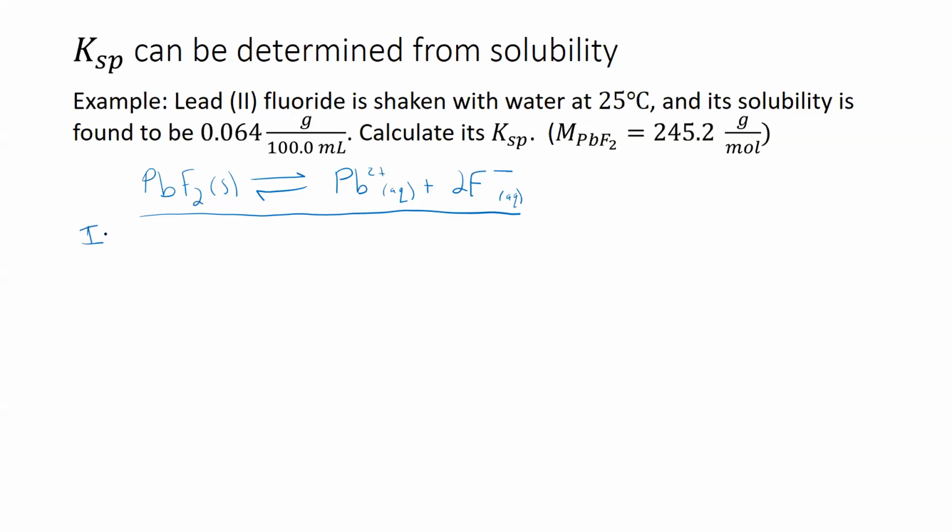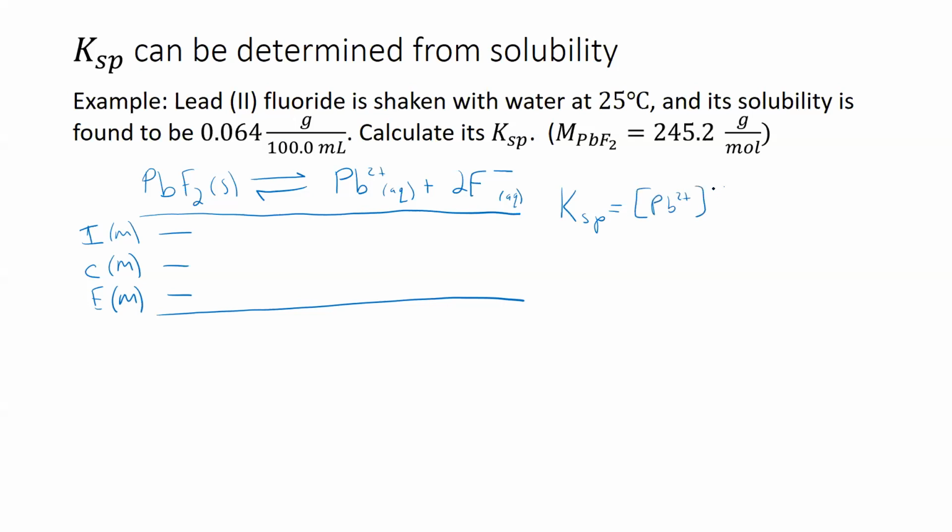So we'll have our initial, change, and at equilibrium. Now you may not always have to put the icebox together for something like this, but I want to illustrate one thing in particular, okay? Before I start to fill it in, I want our KSP expression, right? It's going to be the concentration of the lead 2+ times the concentration of fluoride, F-, squared, because we raise it to the power of its stoichiometric coefficient.